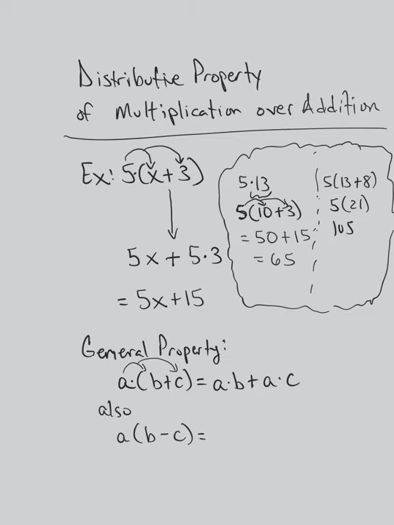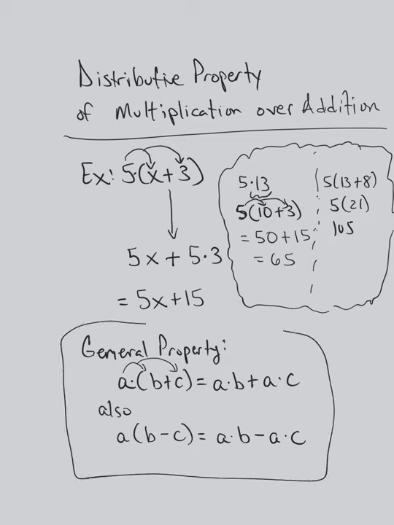But you can skip that step and hopefully just trust me that it works. So we get a times b minus a times c in that case. Moreover, we won't get into this now, but just to point that out, division actually also distributes over addition and subtraction. We'll see that later, so I'm going to hold off on that. That's the general idea.